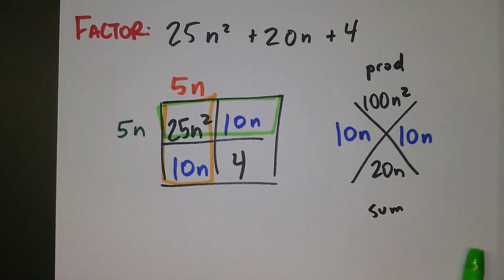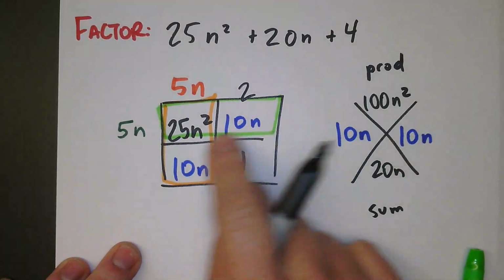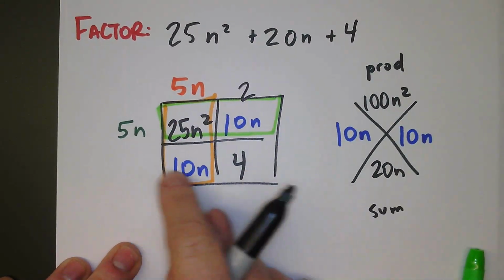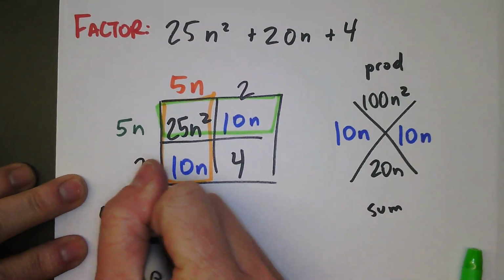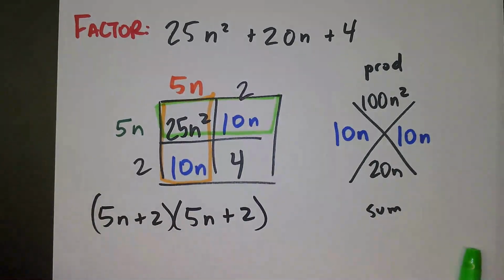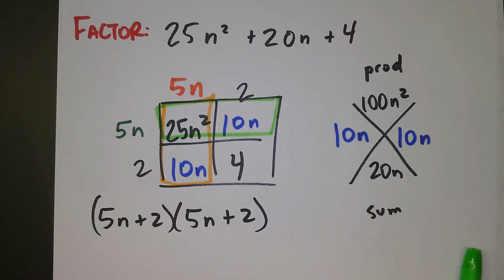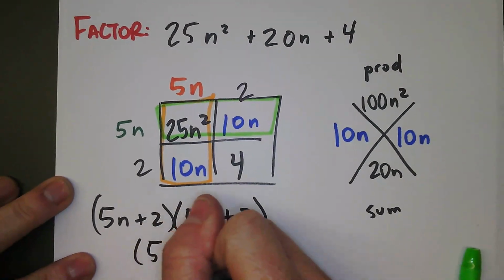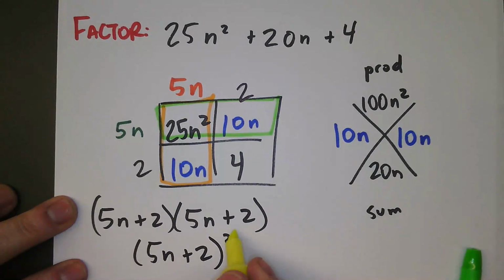Now I'm just filling in my area model for what I need here. 5n times what is 10n? That's got to be a 2. 5n times what is 10n? That's got to be a 2. So look, you can see that I got 5n plus 2 times 5n plus 2. It is the same answer. When you're doing this yourself, you certainly don't need to solve it twice. By the way, this can be rewritten as 5n plus 2 to the second power. This is actually the better answer. This is the better final answer.